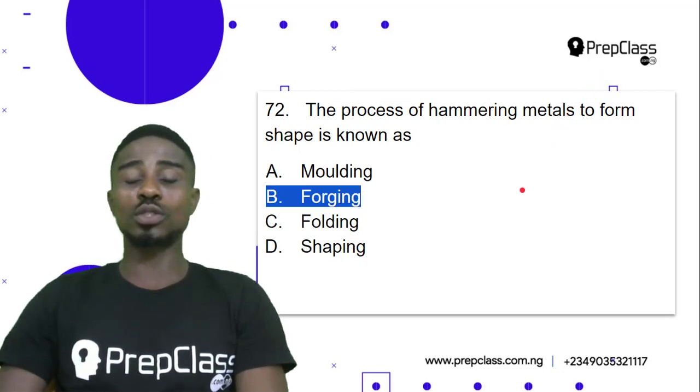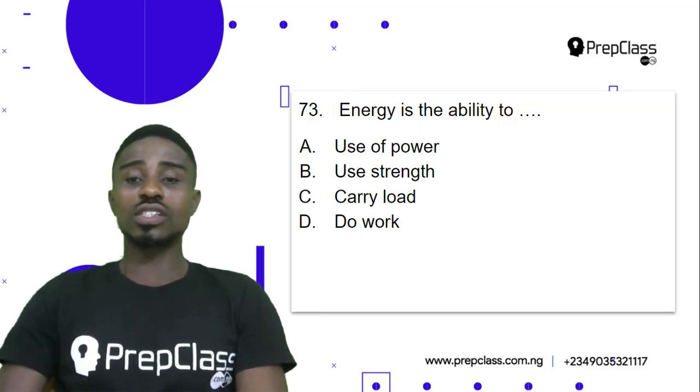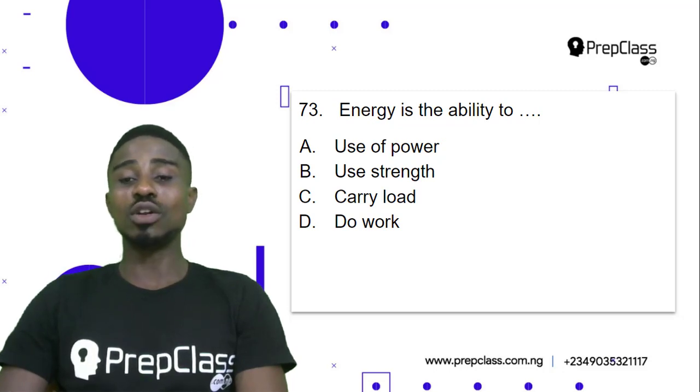Question 72, option B, forging, is our correct answer. Let's look at the next question. Question 73. Energy is the ability to A. Use of power, B. Use strength, C. Carry load, D. Do work.